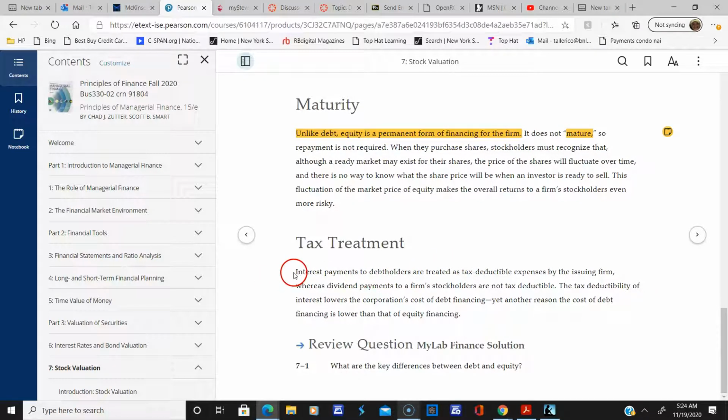So you see here, interest payments, and this is important, to debt holders are treated as tax-deductible expenses by the issuing firm. So this is with regard to the company, right? Whereas dividend payments to a firm's stockholders are not tax-deductible. All right, so the important point here is that this tax deductibility of interest lowers the corporation's cost of debt financing.